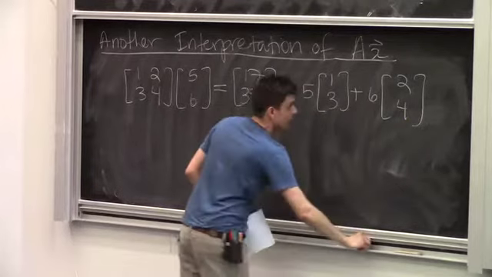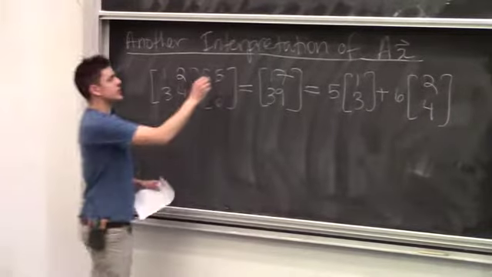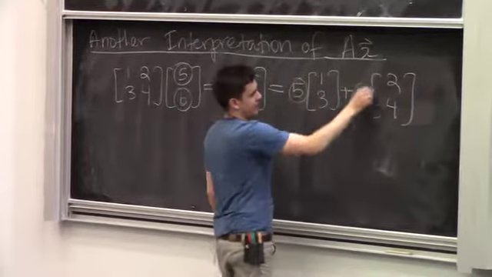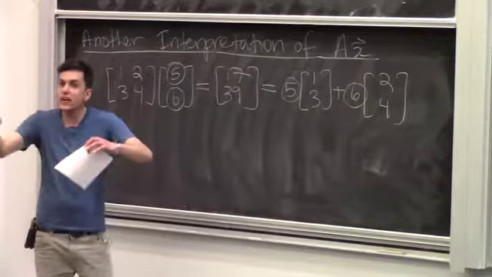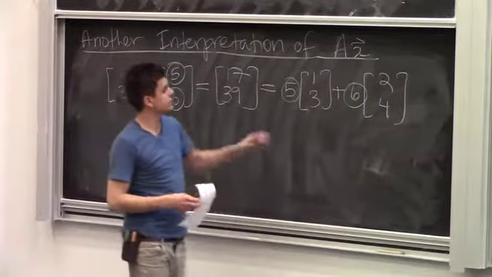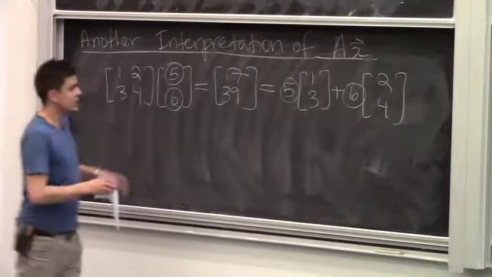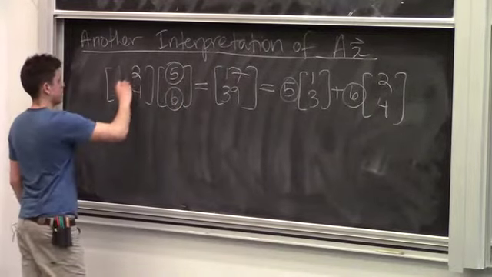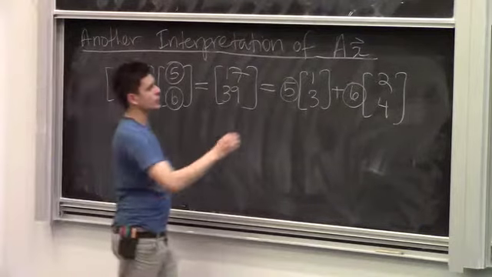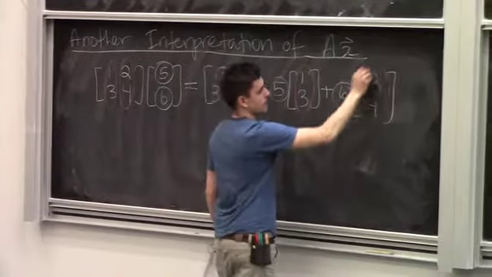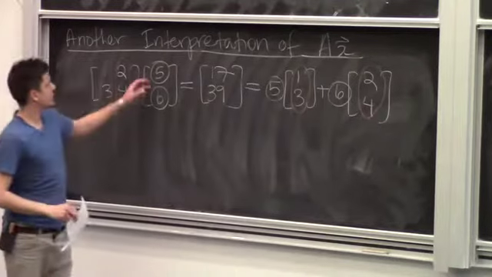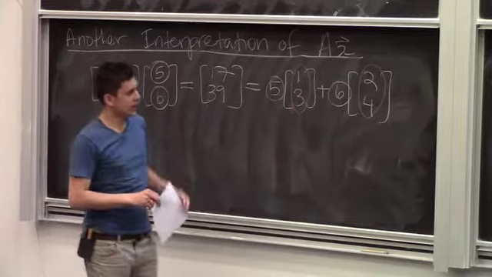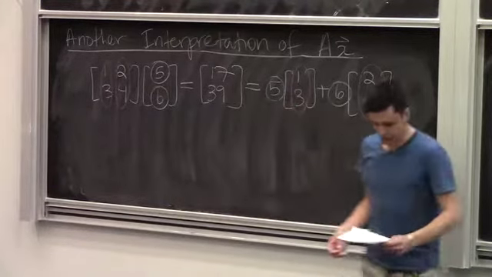in the following way. These numbers here, 5 and 6, act as the guys that stretch our vectors. So we take the columns of our matrix and we stretch them by the entries here. Okay, this is occasionally useful for doing calculations.